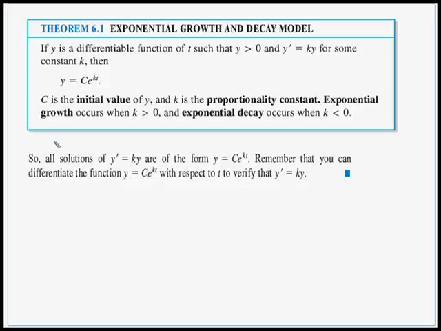And I did forget to mention here, all solutions of y prime equals k times y are of the form y equals c e to the kt power. Remember that you can differentiate the function y equals c e to the kt with respect to t to verify that the derivative y prime is equal to k times y, the proportionality constant times y.